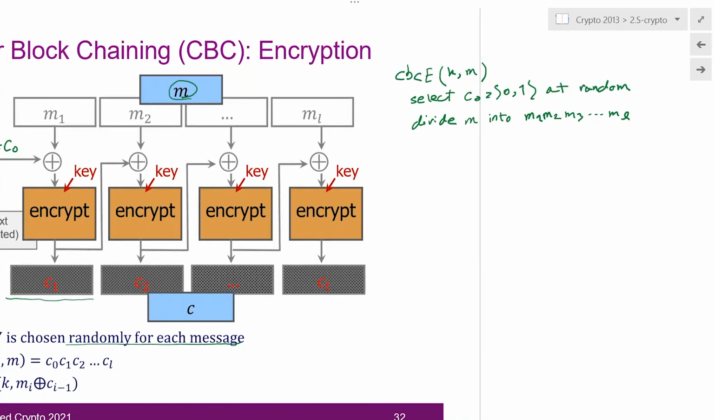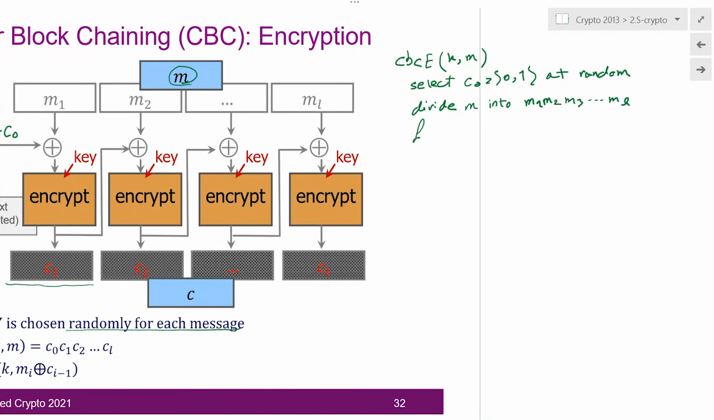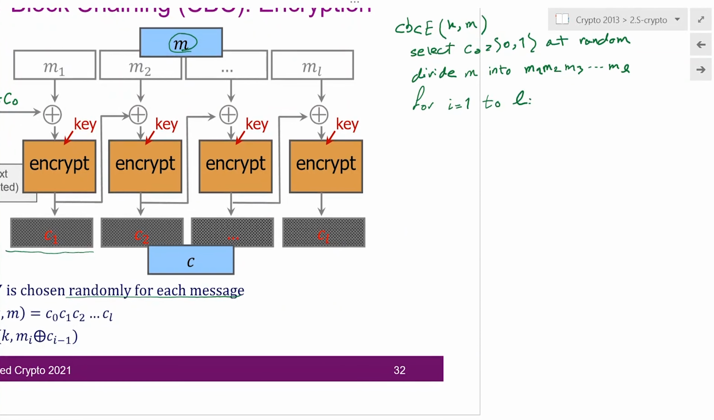And then now, as you could see, we can write a for loop. So we can say for i from 1 to L, what we are going to do is compute Ci to be the encryption, given the key K. We take Mi and XOR it with the result of the previous block, which is Ci minus 1.